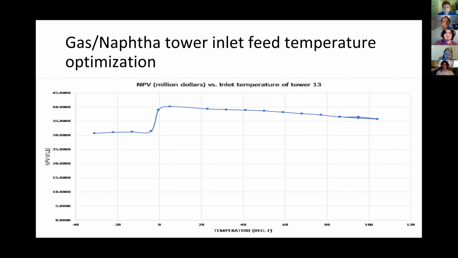And so with that, we thought, if our VGO diesel tower is causing such a huge effect on our NPV because it has to get to such a high temperature, then our gas naphtha tower would likely have a similar effect, given that it has to get to such a low temperature in order to separate. So that was our next optimization: adding basically the same thing, an economizer to the inlet feed, and finding the optimal conditions for the gas naphtha tower separator.